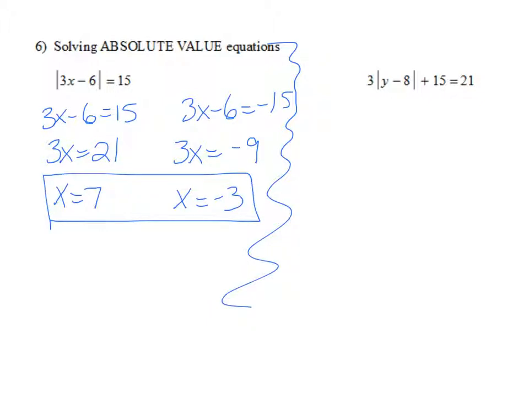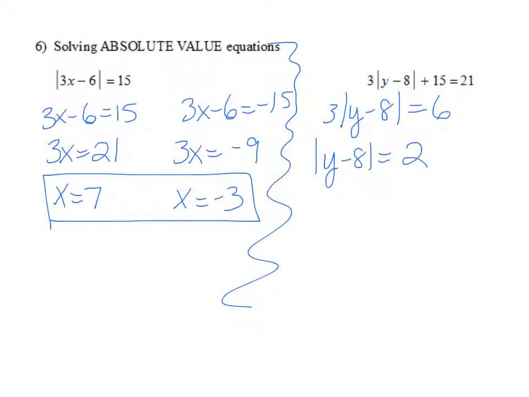As always, you want to get those grouping symbols by themselves before you start doing whatever the special situation is. So in this case, the first thing I'm going to want to do is subtract the 15 to the other side. So if I did that, I'd end up with a 6 over there. And then I'm going to get rid of that 3, so I'm going to divide both sides by 3. And so then it would equal 2.